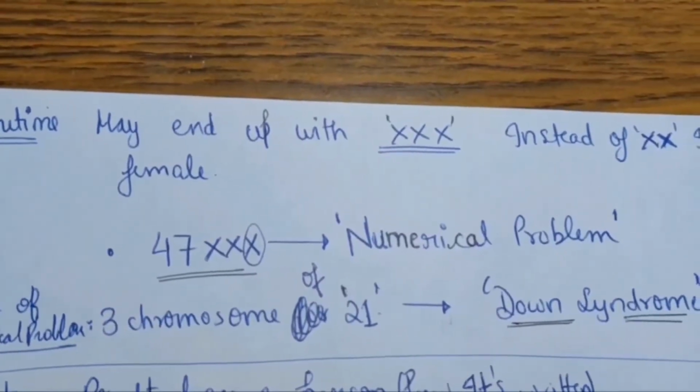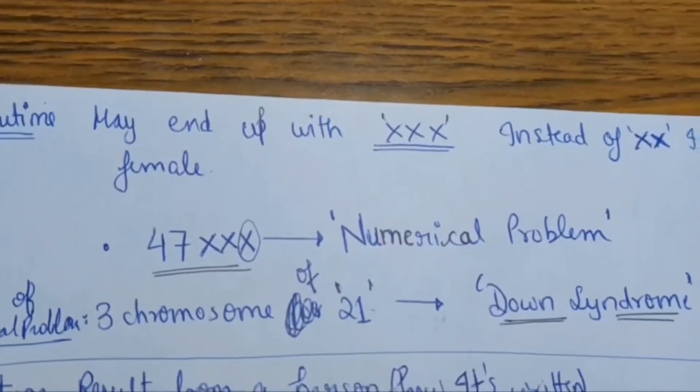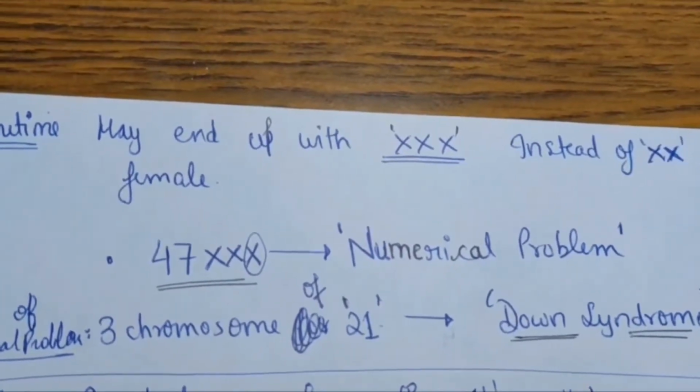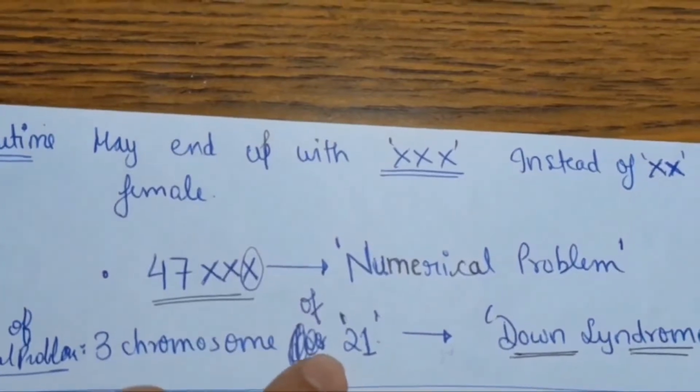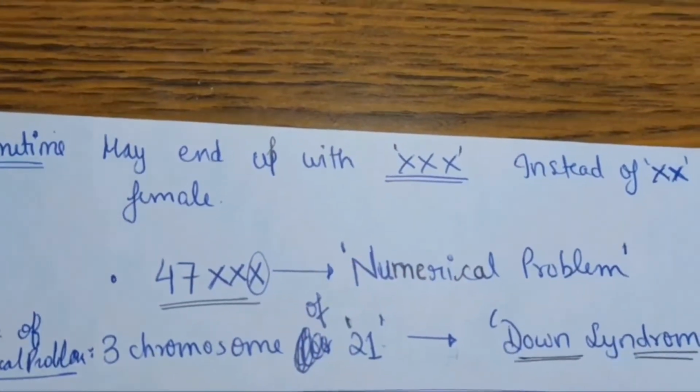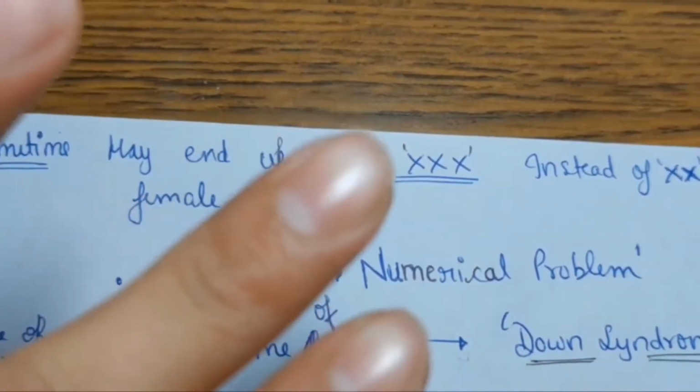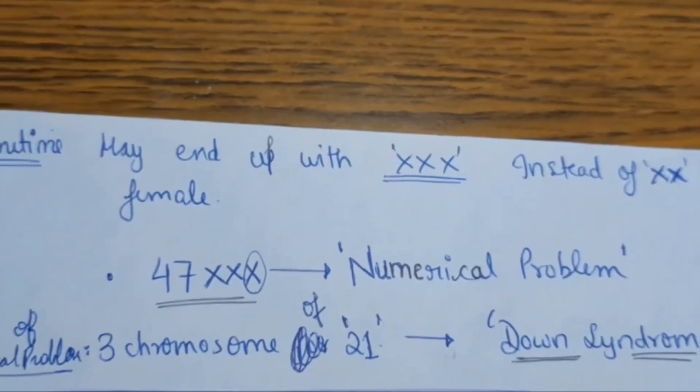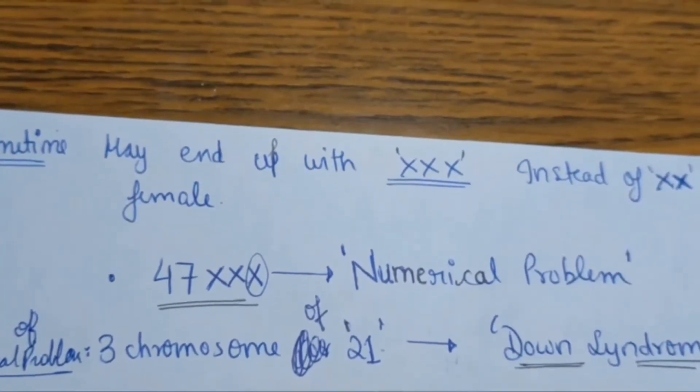Another example is a person who suffers from Down syndrome. So basically in Down syndrome, there is trisomy of chromosome number 21. There should be one paternal and one maternal copy only, right? But this person has three: maternal, paternal, and an extra 21 chromosome, due to which he suffers from Down syndrome.